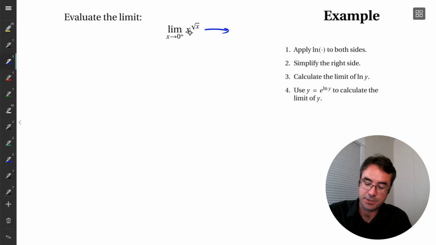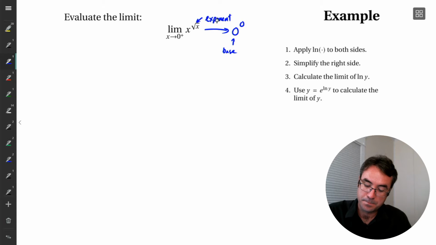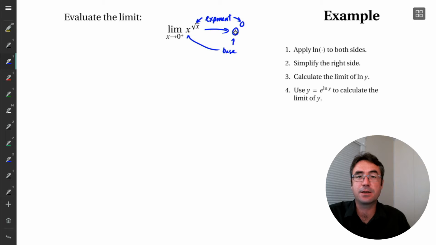So what is this base term doing? Well, that's getting closer to 0. And what is our exponent doing? The exponent here, square root x, is also getting closer to 0. So our exponent term is getting closer to 0. Our base term of this power expression is getting closer to 0. So we have that 0 raised to the 0 form.